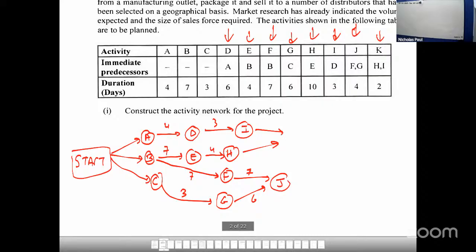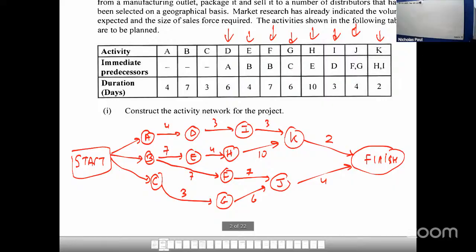For K to happen, right? I took 3 days, H took 10 days. K took 2 days, J took 4 days, and that will take us to finish. So that gives us an idea of the network.